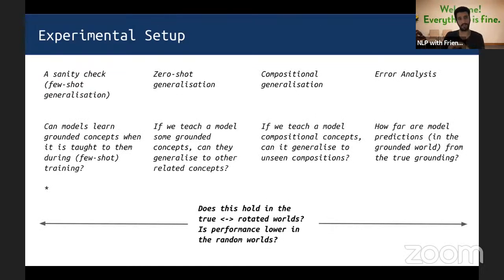In the zero-shot generalization, how can you check the isomorphism evaluation if basically you cannot teach it the new concepts?